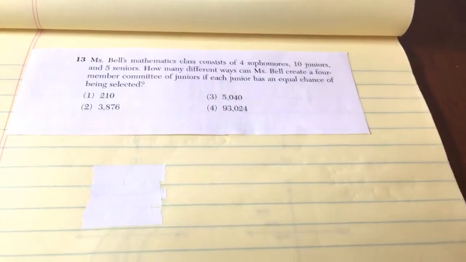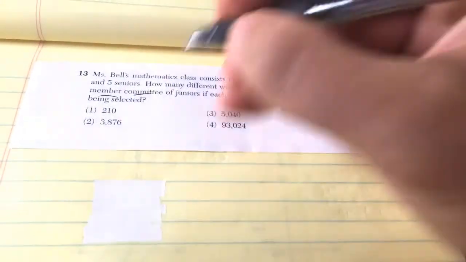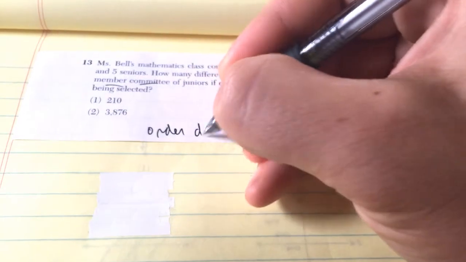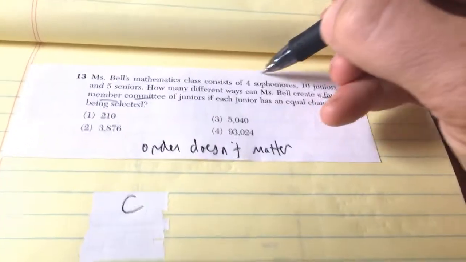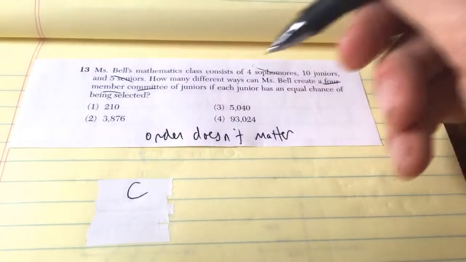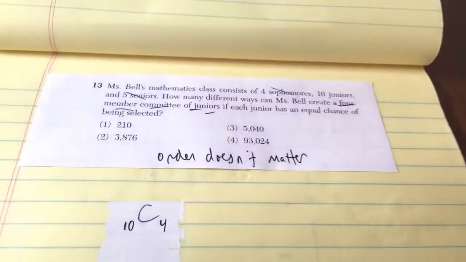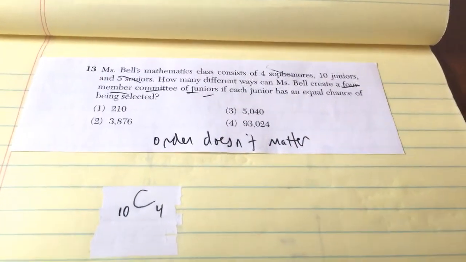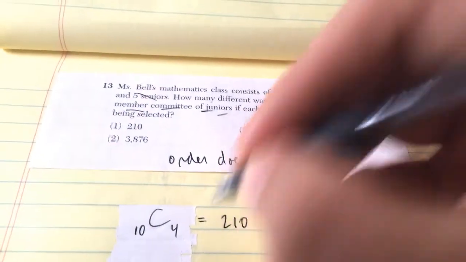For number 13, we're trying to figure out how many 4-member committees can be used. Remember, order doesn't matter. It's just a general committee, so I'm going to use combinations. Now, in this case, sophomores and seniors don't matter because they're only asking how many members of the juniors. So we're going to do 10C4. The 4 sophomores and the 5 seniors are essentially there to scare you off. Okay, look through that. 10C4, you get 210.